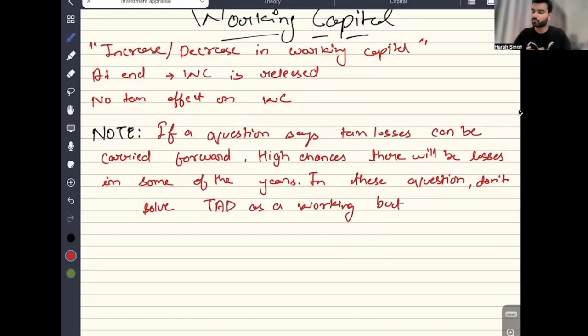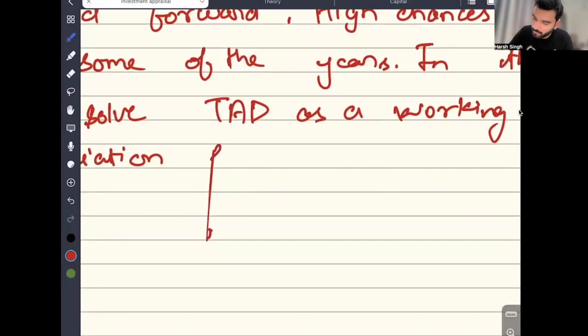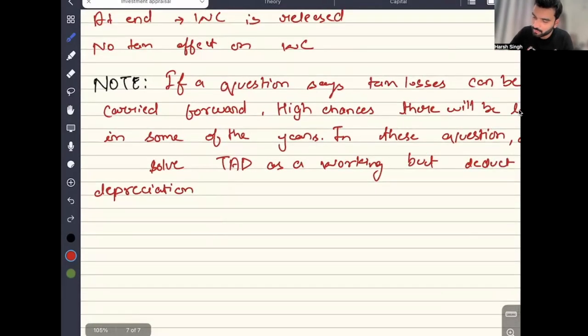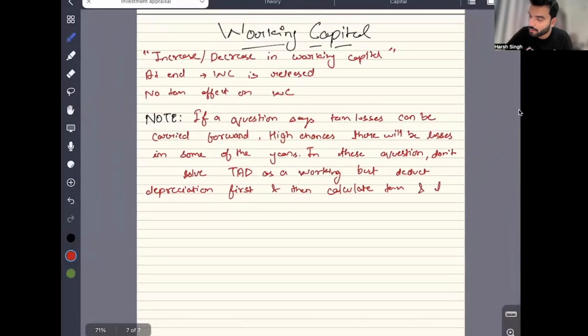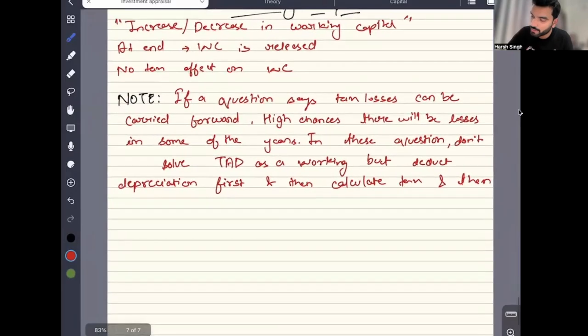But what you are supposed to do is deduct depreciation first and then calculate tax, and then add depreciation back. So in these kinds of questions, we are supposed to do this thing.